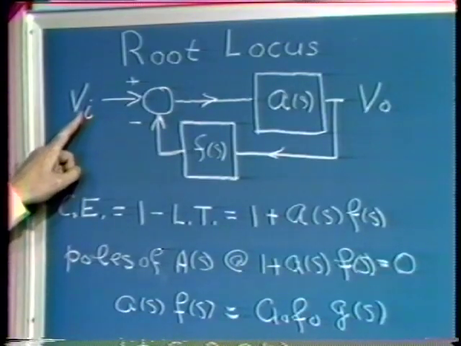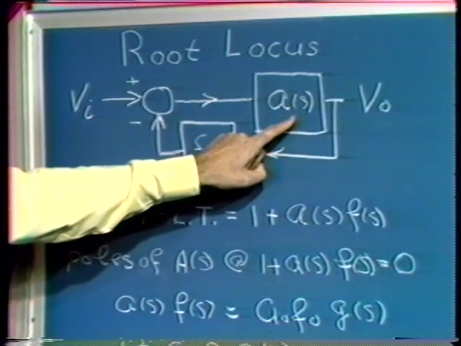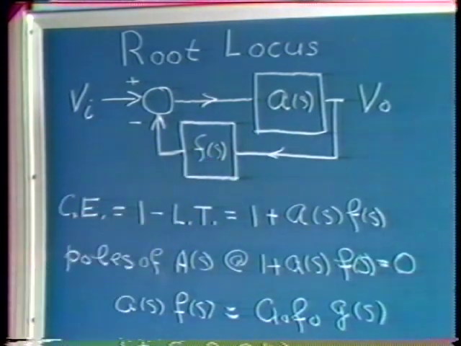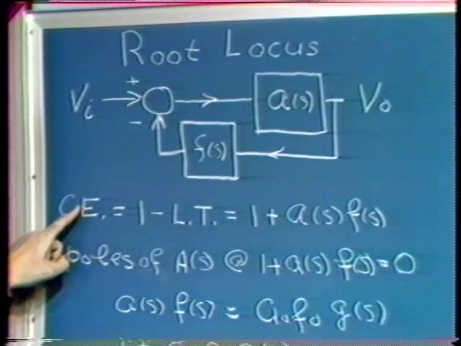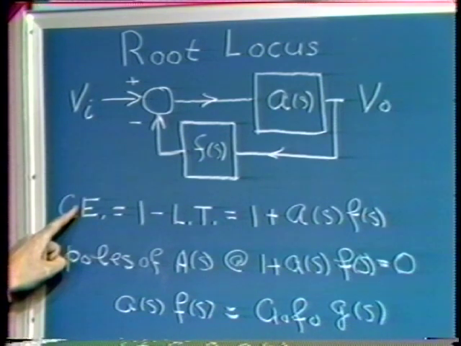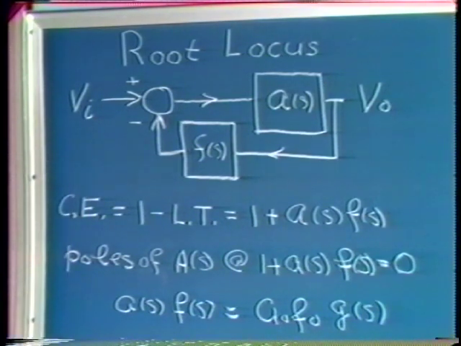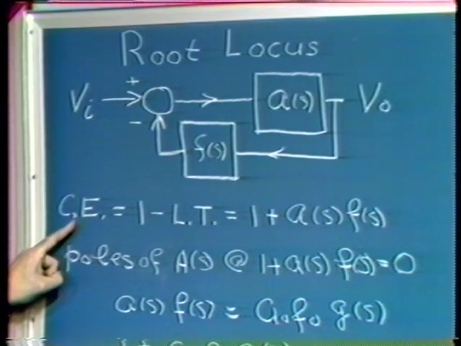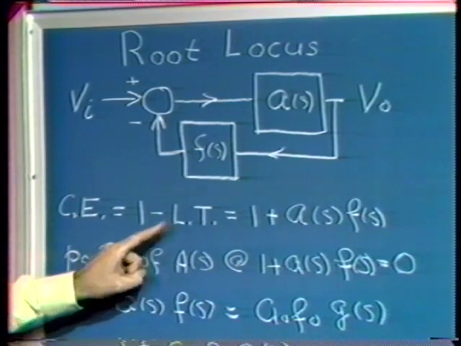Recall we have a standard topology which has a forward path transmission A of s and a feedback path transmission f of s. When we write a closed-loop transfer function for the system, we of course find out that capital A of s, the input-to-output transfer function, is simply equal to the forward path transmission over 1 minus the loop transmission. We're not particularly worried initially about the location of zeros. Our initial considerations with root-locus techniques will focus only on how we find the poles of the system. Consequently, we'll look only at the characteristic equation, which we recall is 1 minus the loop transmission.